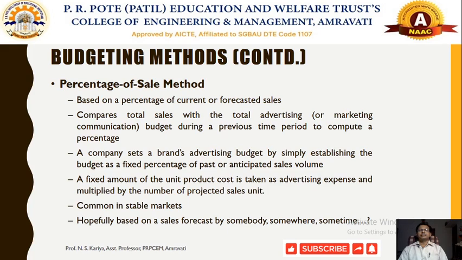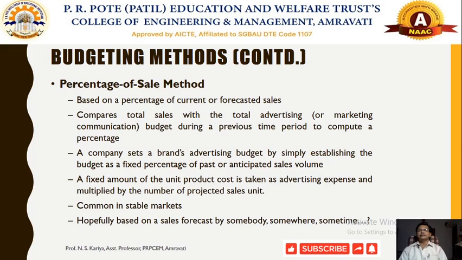A company sets the brand advertising budget by simply establishing the budget as a fixed percentage of past and anticipated sales volume. Now, when we are talking about the overall sales volume, that sales volume may be in tons in some companies, in quantity, and some of them consider it in rupees, rupee value. So it depends on the overall sales volume and anticipated sales. Depending on the anticipated sales volume, they will decide how much the overall advertising budget would be.